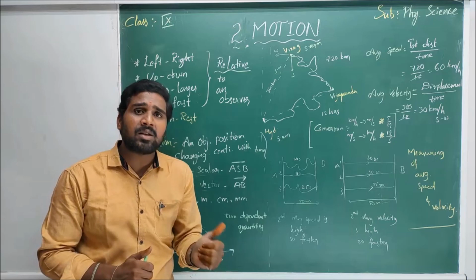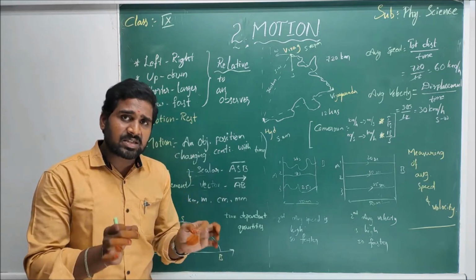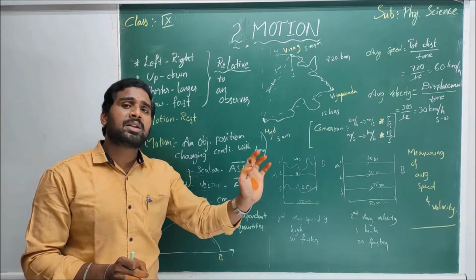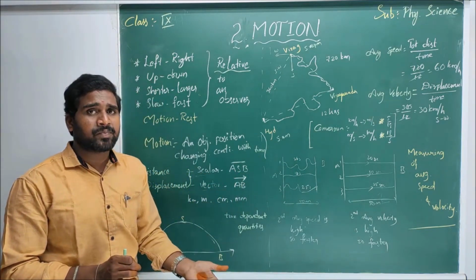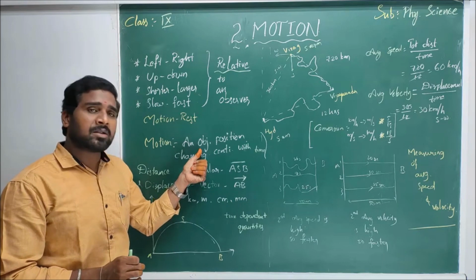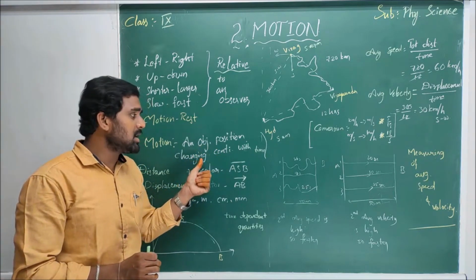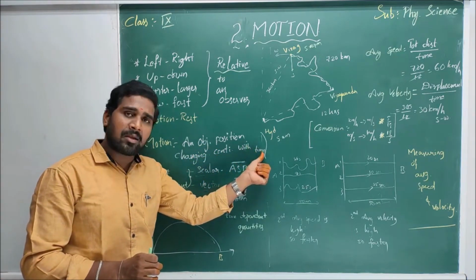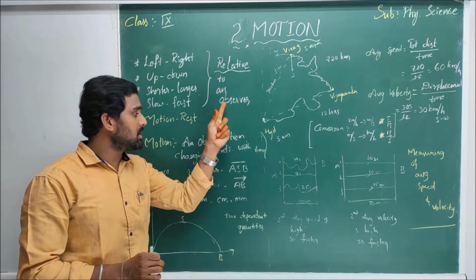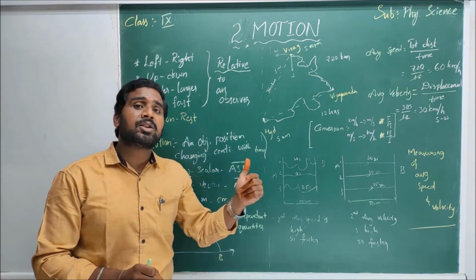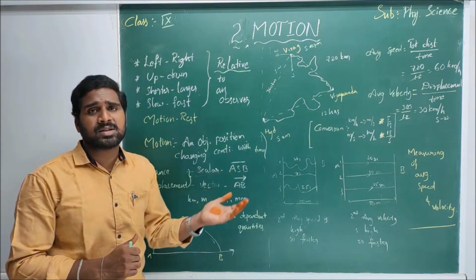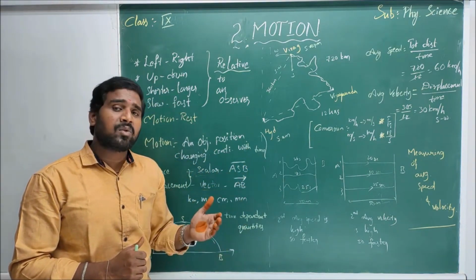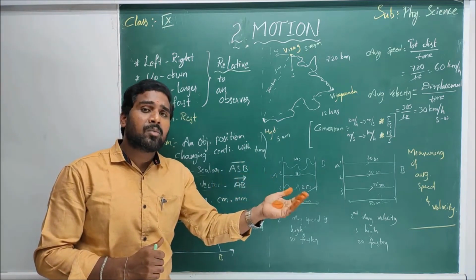An object is said to be at rest when it does not change its position. But it is said to be in motion when its position is changing continuously with time relative to an observer. We can see different types of motions.